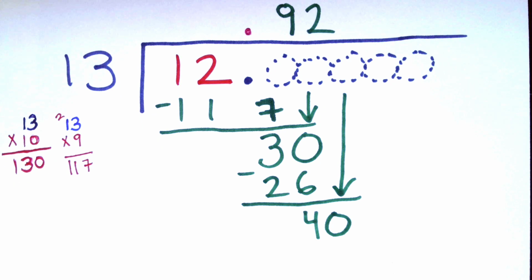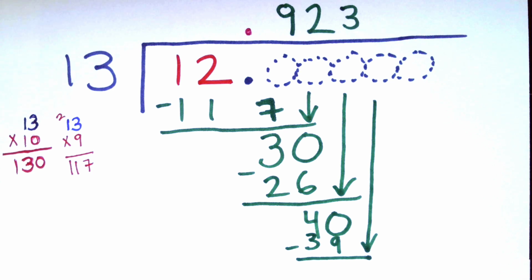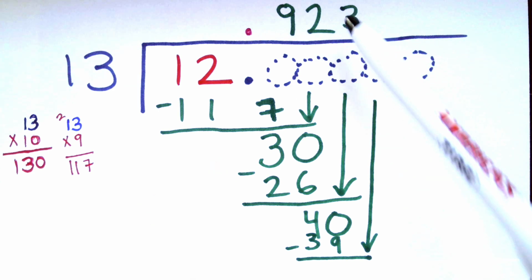Okay, so 13 times what number gets me closest to my new target? And so 30 minus 26 leaves me a 4. I bring down the 0. I got my new target of 40. So 13 times 3 is what? 39, right? 13 times 3 is 39.